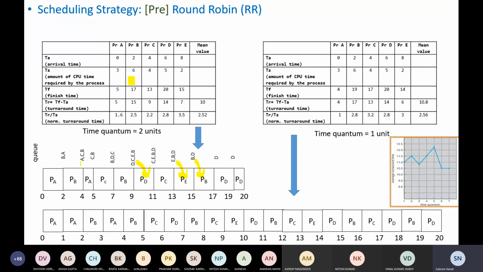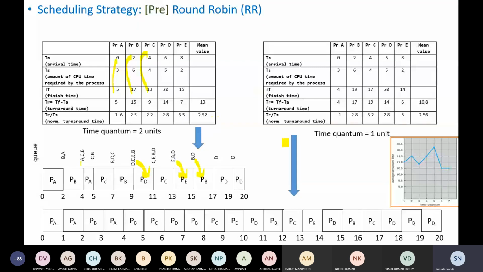If we look into the case, the finish time can be computed, and from that the turnaround time can be computed by the difference of these two, as we found. If we consider the mean value of the turnaround time, it turns out to be 10, and the normalized turnaround time turns out to be 2.52.